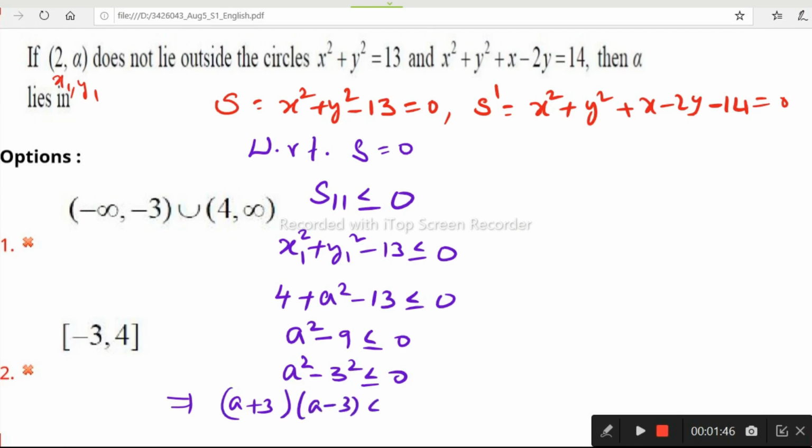Do you know what the range of a is according to this inequation? According to this inequation, a belongs to the closed interval minus 3 to plus 3. This is taken as equation 1.